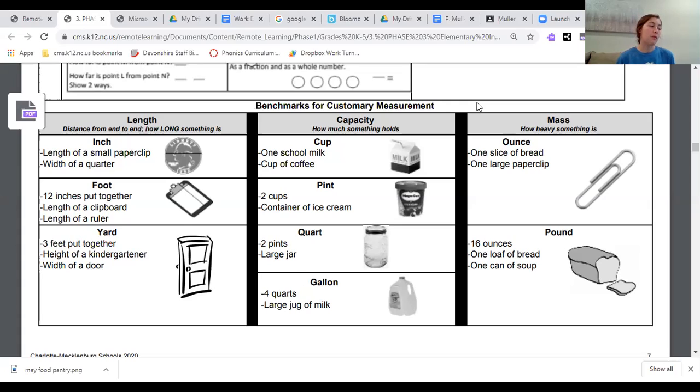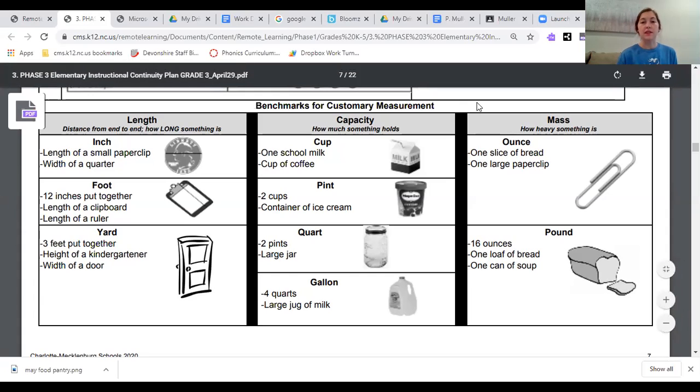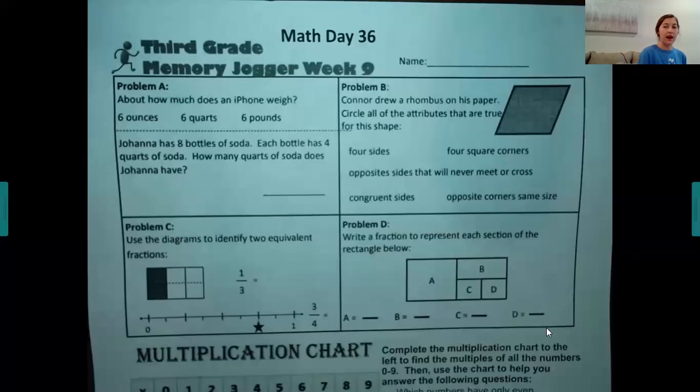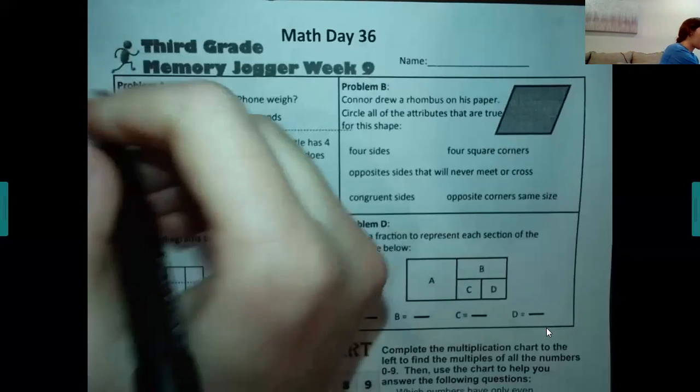So if I'm thinking about whether an iPhone weighs 6 ounces or 6 pounds, I need to figure out, would it make more sense for an iPhone to weigh about 6 cans of soup or 6 loaves of bread, or just 6 slices of bread or 6 paper clips? So we're going to figure out that it's closer to 6 paper clips or 6 ounces. So I'm going to circle 6 ounces here.